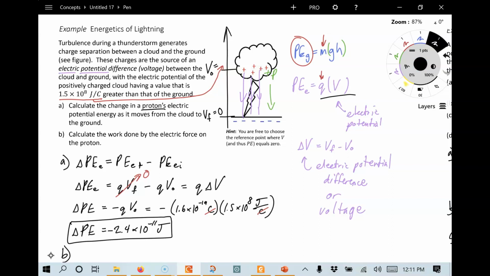And so we can use the same equation as before. The work done by the conservative electric force on the proton is going to be equal to minus the change in the potential energy of the proton as it goes from the cloud to the ground. And we know minus minus, it's going to simply come out to 2.4 times 10 to the minus 11th joules. That is the work done by the electric force, essentially by the other charges, the charges in the cloud and the ground, causing the proton to be moved from the cloud to ground.